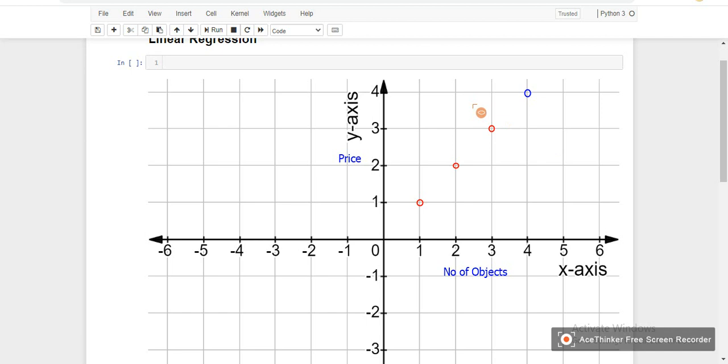So this is how we can find some relationship between the x-axis and the y-axis. Here the y-axis represents the dependent variable and the x-axis represents the independent variable, because the price is totally dependent on the x-axis data. So we call these data points dependent variables and these independent variables.